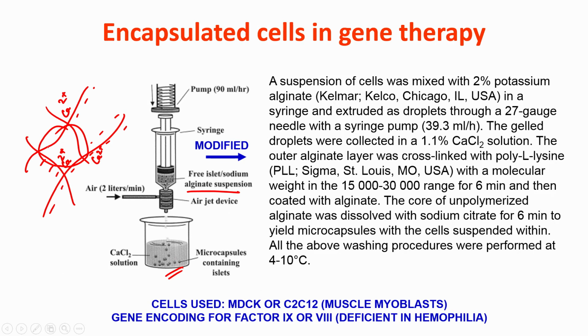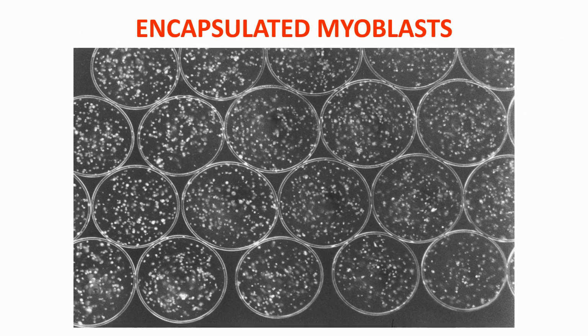Again, it is a very mild process, and you can use all kinds of cells, such as muscle myoblasts. Let us say you are deficient in factor 9 or factor 8, which are involved in the blood clotting mechanism. It causes a disease called hemophilia, in which even with a small cut the patients will bleed out. You can deliver these kinds of cells encapsulated in a matrix, so they are surrounded and protected from the immune system if they are not self. Here are just some examples. These are the alginate microspheres.